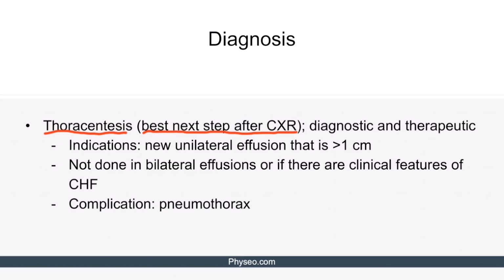A thoracentesis is indicated in any new unilateral effusion that is greater than 1 centimeter in size. It's not done in bilateral effusions or if there are clinical features of congestive heart failure. This is because the cause in that case would be very suggestive of pleural effusions due to CHF. Keep in mind that a thoracentesis can cause a pneumothorax as a complication, and this occurs if the lung is punctured during the process.